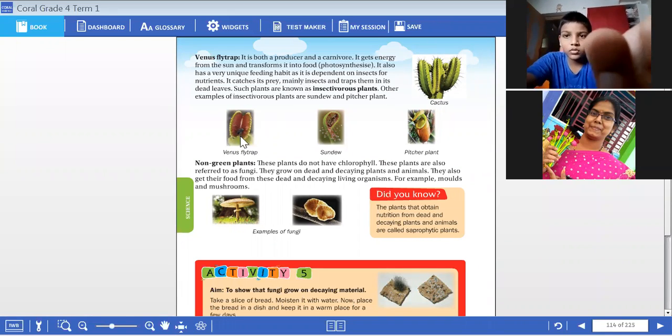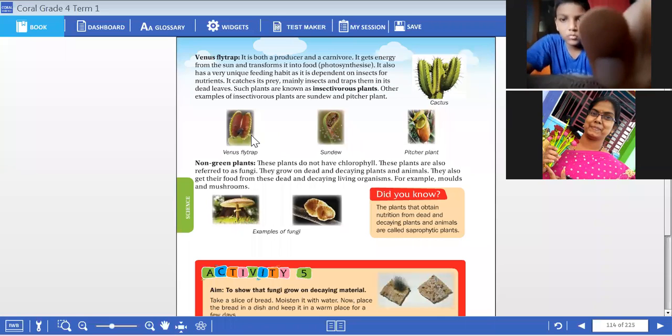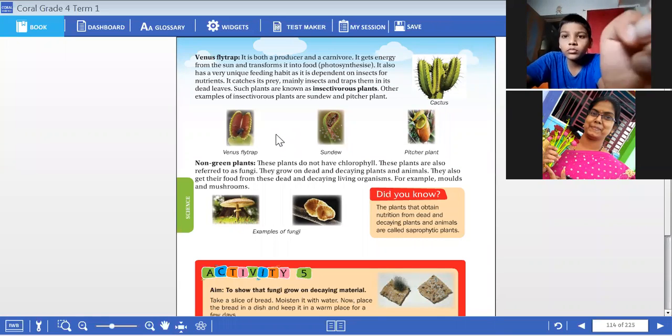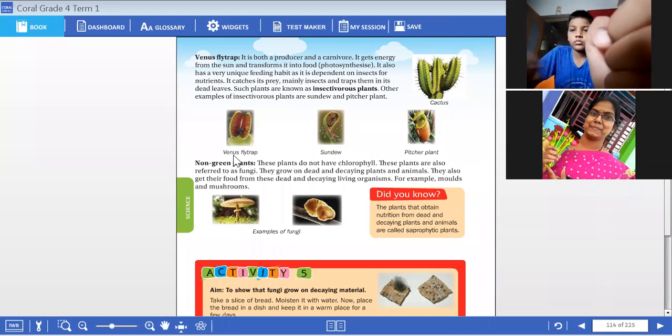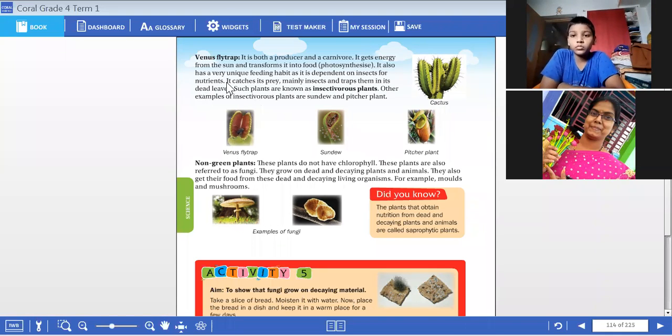Of course, it prepares its food with the help of the photosynthesis process we learned in the previous class, but it depends on eating insects for nutrients. It catches its prey. Prey is nothing but the food it eats. The food it eats is known as prey. Mainly insects, and it traps them in its leaves.